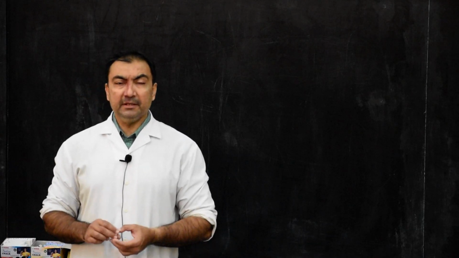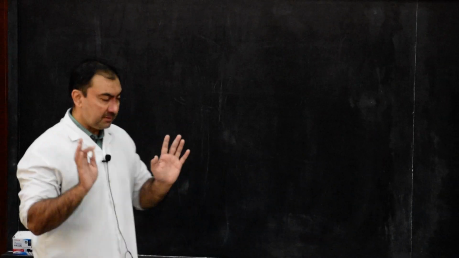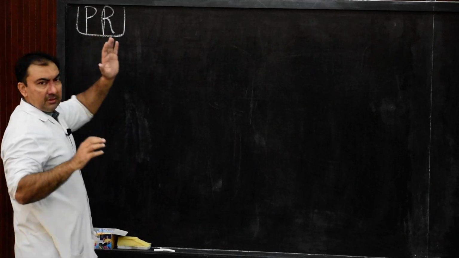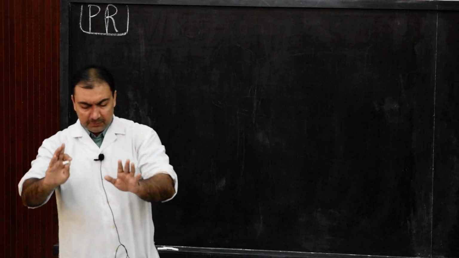Good morning, students. Here we come up with gross anatomy of pectoral region. So in the gross anatomy of pectoral region, first the entire pectoral region is covered by superficial fascia.